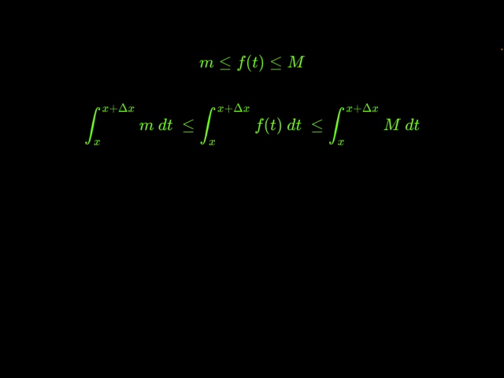And so we can write this inequality between Riemann sum areas based on the compound inequality m is less than or equal to f of t is less than or equal to capital M. Notice that the area at left and the area at right are each rectangles, and we can evaluate them fairly easily. It will then serve us to divide by delta x.